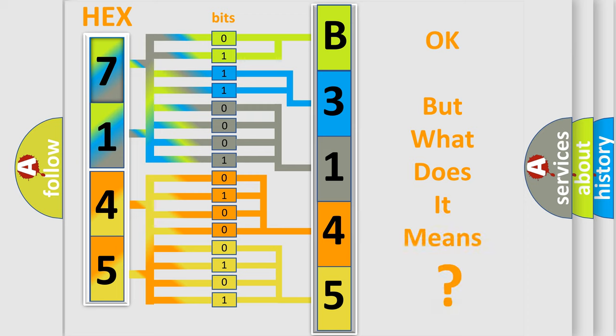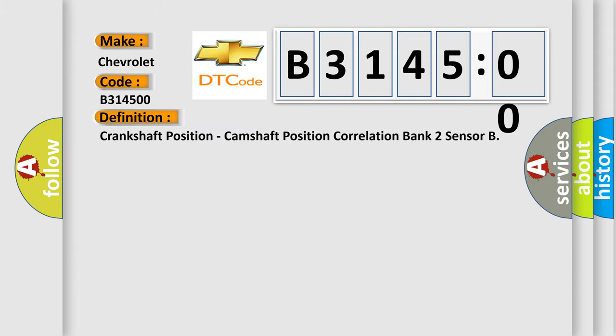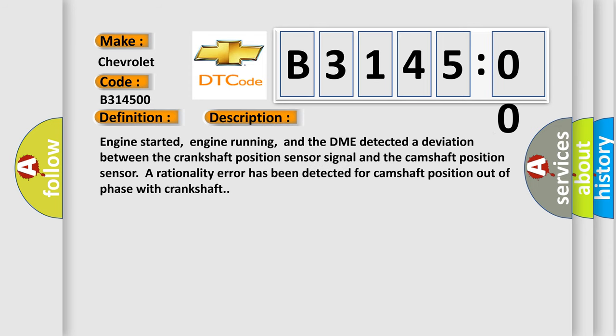The number itself does not make sense to us if we cannot assign information to what it actually expresses. So, what does the diagnostic trouble code B3145-00 interpret specifically for Chevrolet car manufacturers? The basic definition is crankshaft position, camshaft position correlation bank 2 sensor. And now this is a short description of this DTC code.